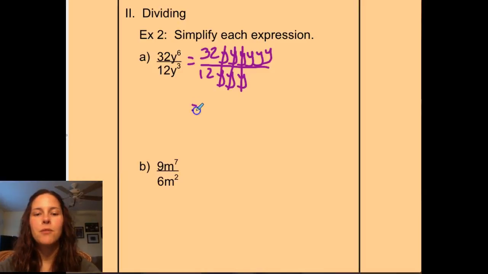We can simplify 32 over 12. What goes into 32 and 12 is 4. 32 divided by 4 is 8. 12 divided by 4 is 3. And I have 3 y's left in the numerator, which is y cubed.